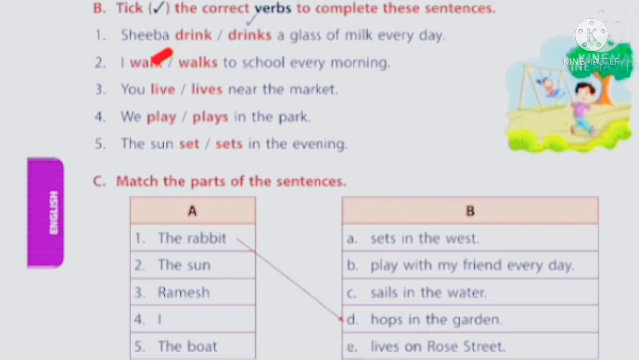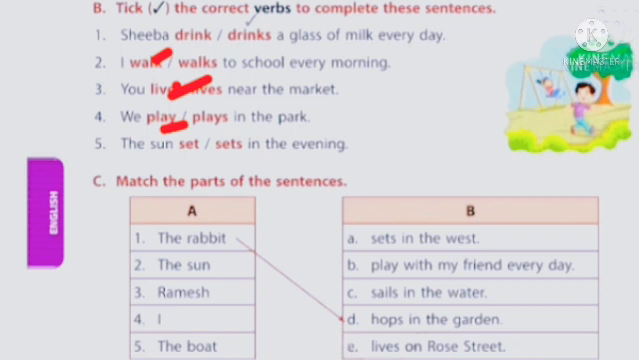Third one, you live or lives near the market. So which is right? Here the pronoun is you. You is a plural pronoun. So what we need to do? You live. No need to add s. So you live near the market. Fourth one, we play or plays in the park. So here which is the pronoun? We. We is a plural pronoun. So which is the right word? We play in the park.